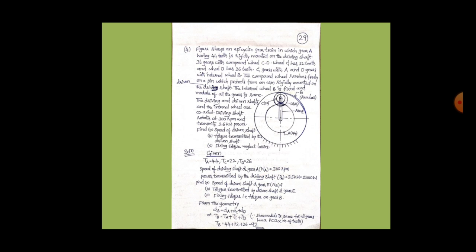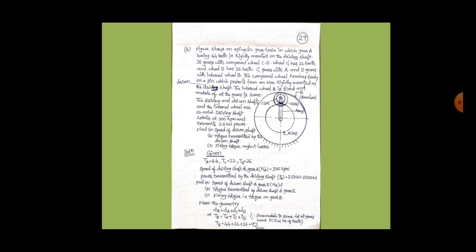Next, the fourth one, problem number 4. The figure shows an epicyclic gear train in which gear A having 44 teeth is rigidly mounted on the driving shaft. Therefore, if I list out the given things from the first sentence, the number of teeth on the gear A, that is TA, is equal to 44, and this gear A is mounted on the driving shaft. Therefore, the speed of the driving shaft is nothing but the speed of gear A. Next, it gears with compound wheel CD. So gear A is meshing with compound wheel CD.